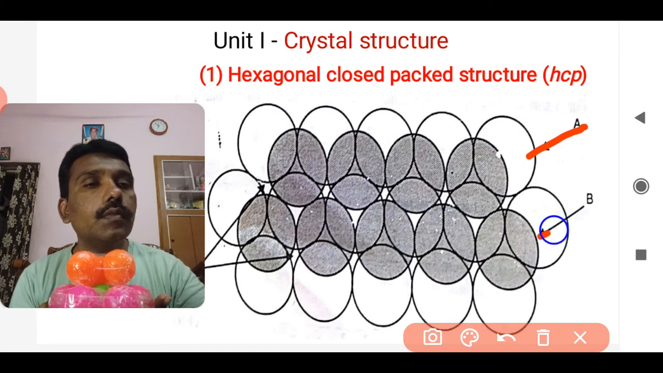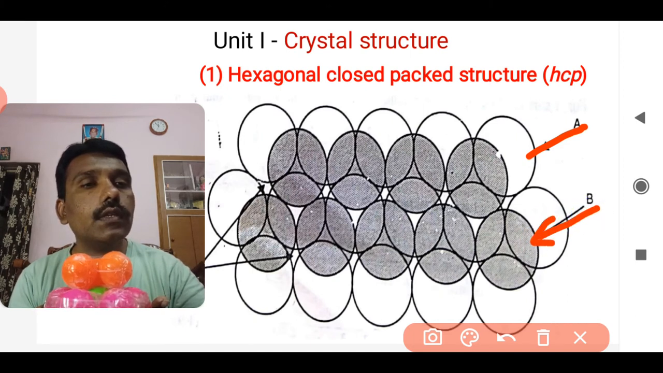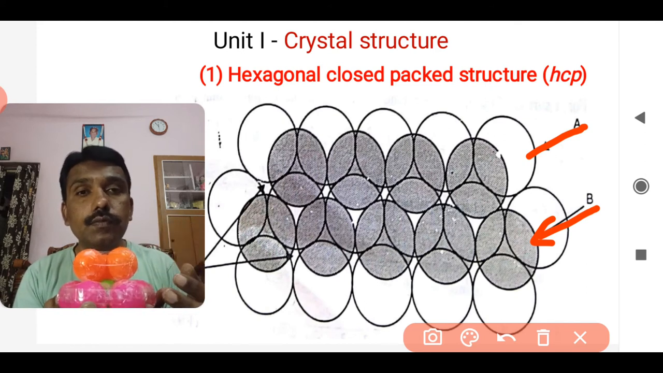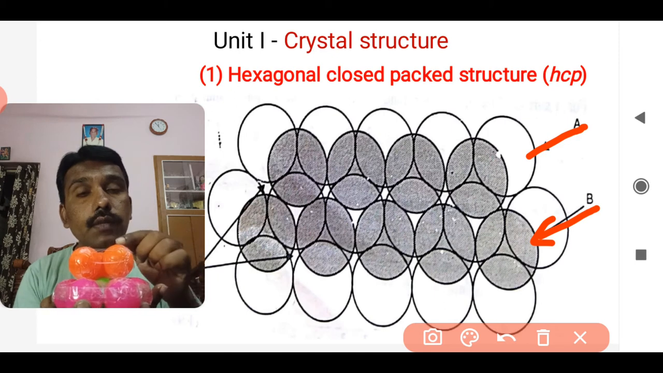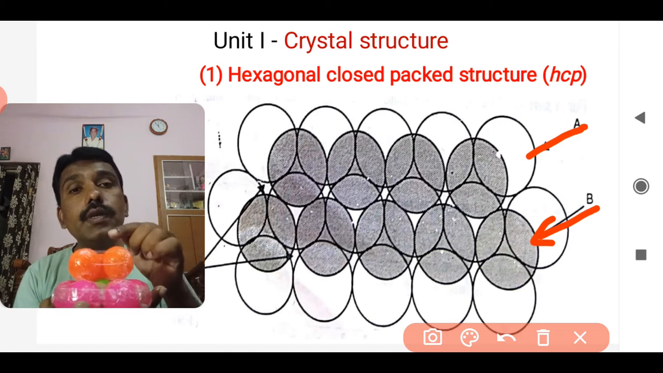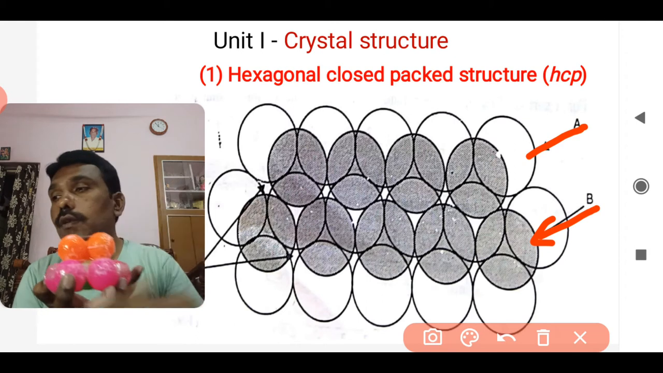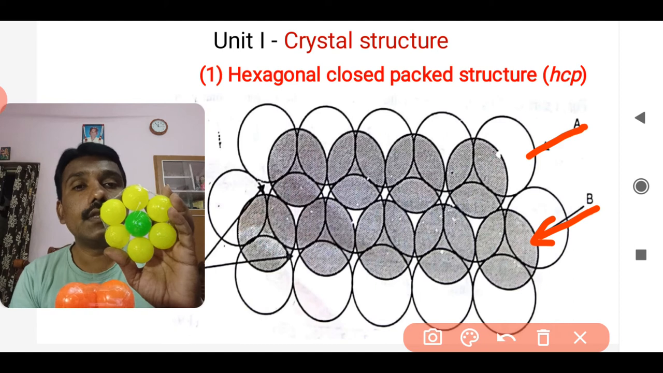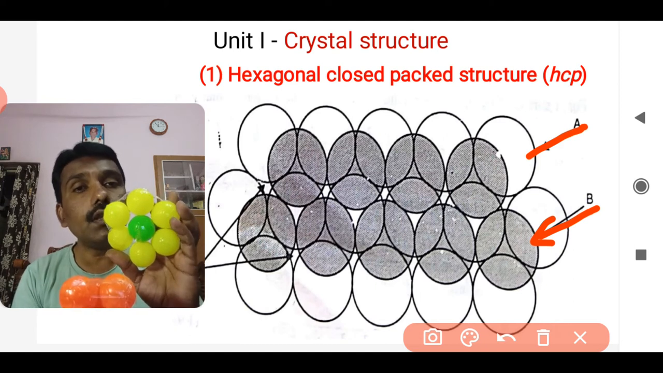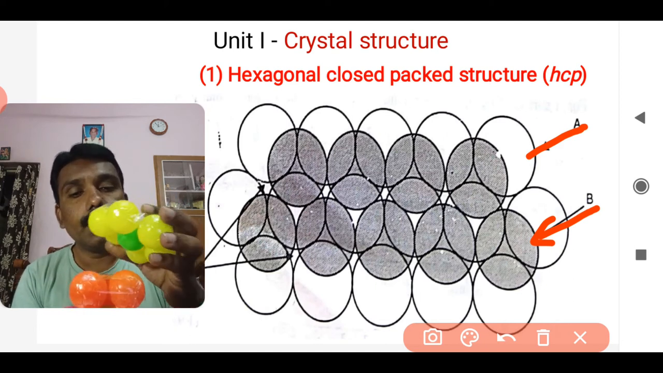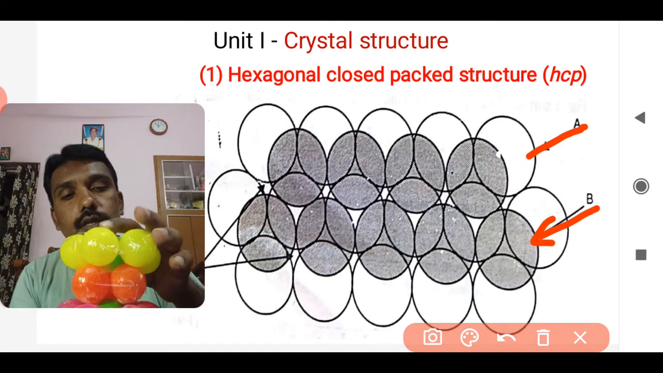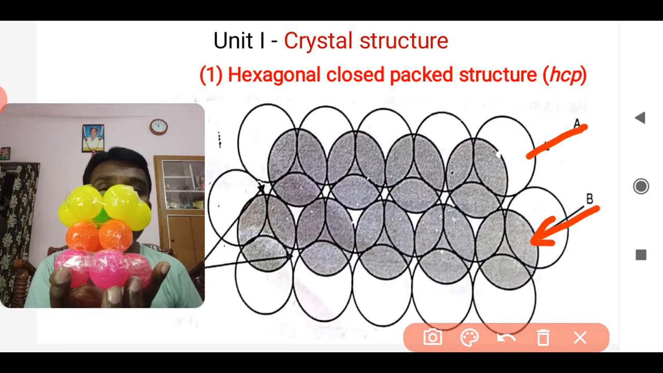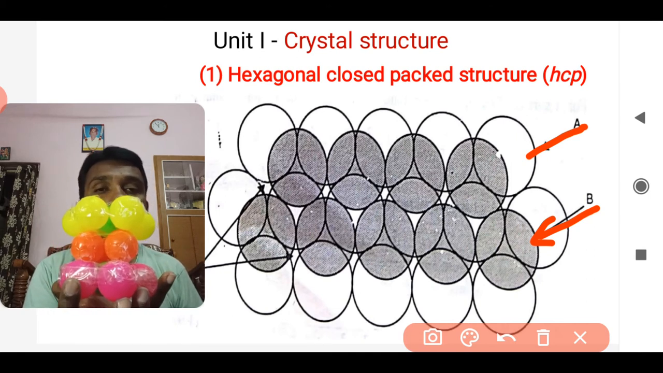Here the B layer is to be there, if you look at this case. Now a third layer will come in such a fashion that whatever grooves are remaining in the A layer will be covered by the next layer, which again contains six atoms surrounded towards the one atom. And when I put it in this fashion, it will look like this. So this is how the structure is going to be formed for your hexagonal case.